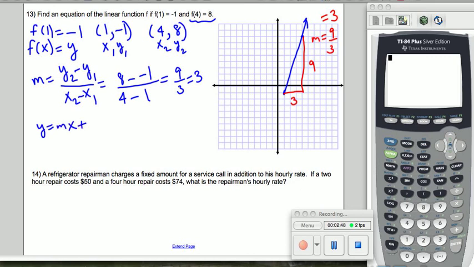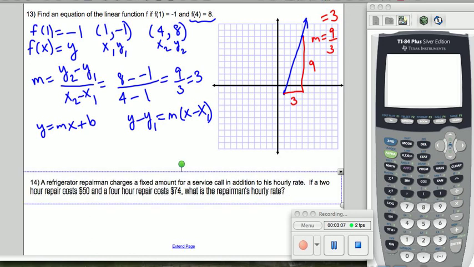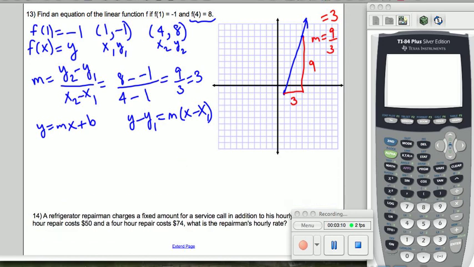Remember, we're going to use slope intercept form, which is y equals mx plus b, or we can use point slope form, which is y minus y1 equals m times x minus x1. Especially since they weren't specific as to what form they wanted the equation of the line, we can really use either of these forms. I'm going to show you how to do both.